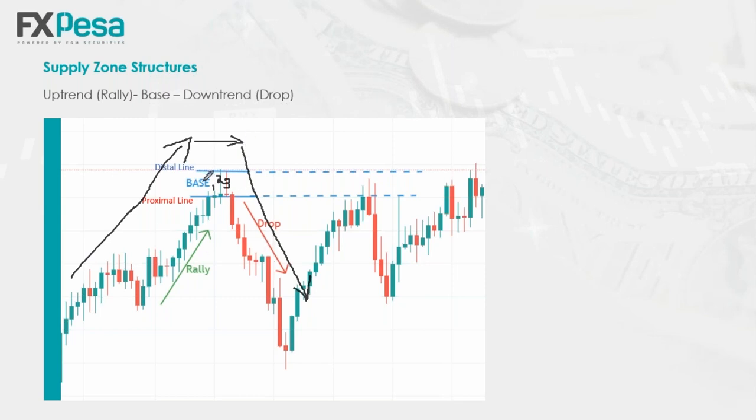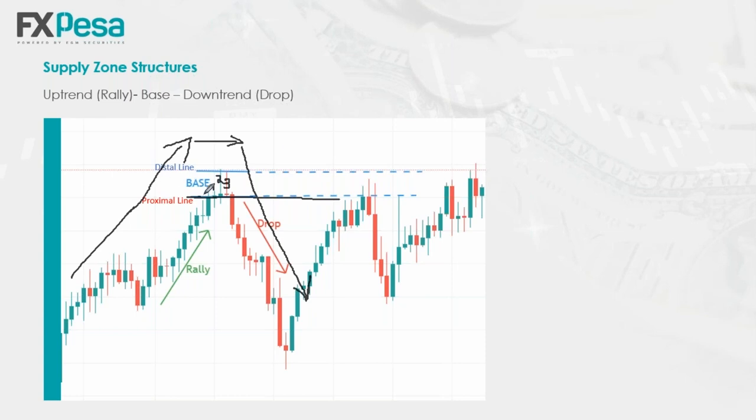In this case, you would base your proximal line on the body of the basing candlestick that has the lowest level in terms of body. So if you look at these three candlesticks, this is the candlestick that is on the lowest level. This is the basing candlestick that has a body on the lowest level. So the lower side of that body is where you should base your proximal line.